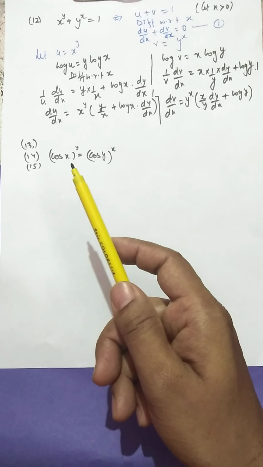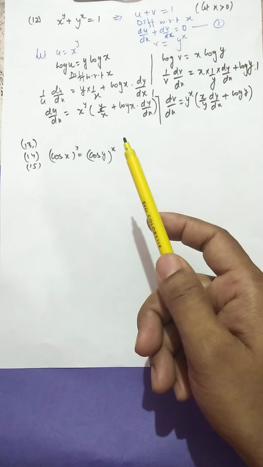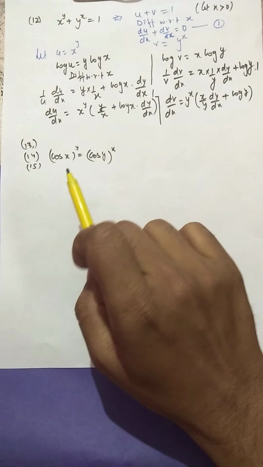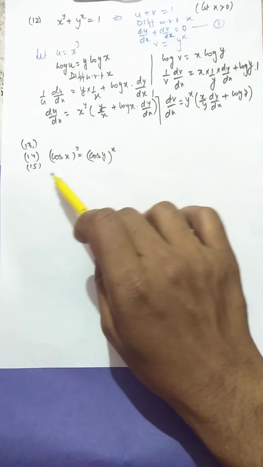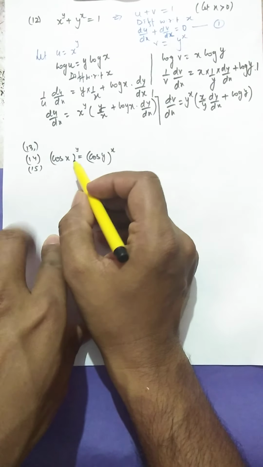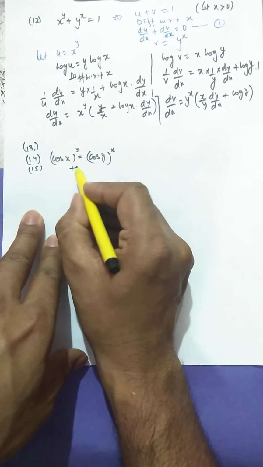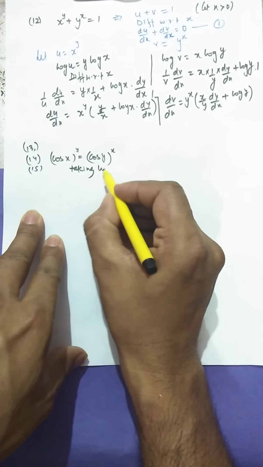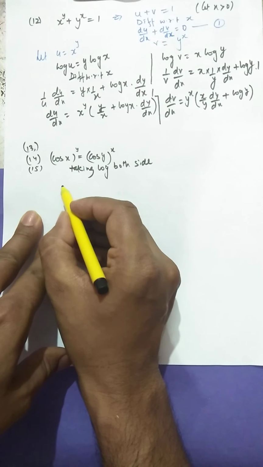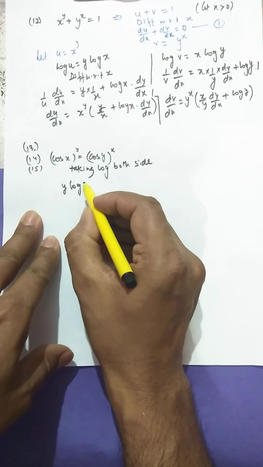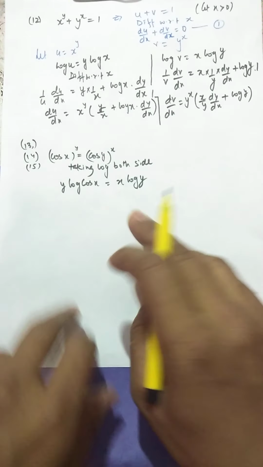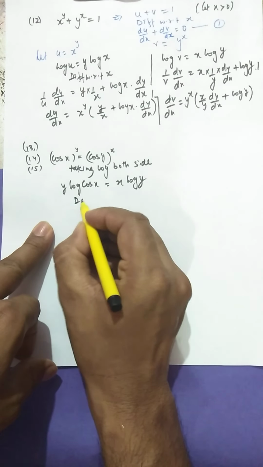So you see that cos x, its exponent is y, cos y, exponent is x. This question cannot be solved if you take this as u, this as v, because there is no property through which you can solve it separately. So here we will be taking log on both sides. So taking log both sides, it will become y will come here, then log cos x, and this will become x log y. And now after getting this statement, we'll differentiate with respect to x.